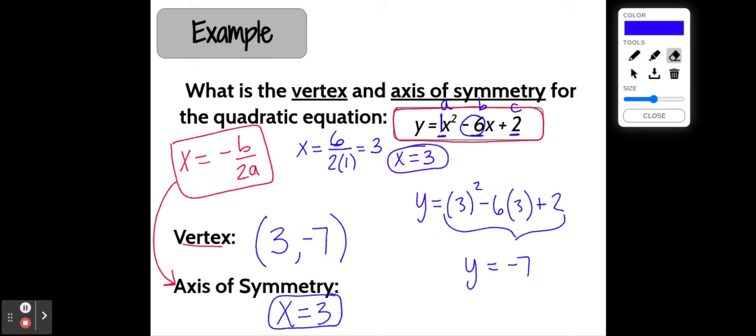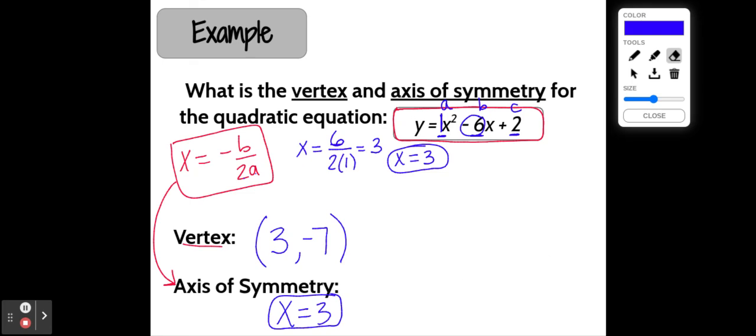Now don't shut off the video yet. I want to show you something really cool here. This is kind of not just neat, but kind of important to understand. So if I were to graph with the vertex at (3, -7), 1, 2, 3, 1, 2, 3, 4, 5, 6, 7. So here's the vertex right here. This parabola is going to open up because it has a positive a value. So it's opening up.